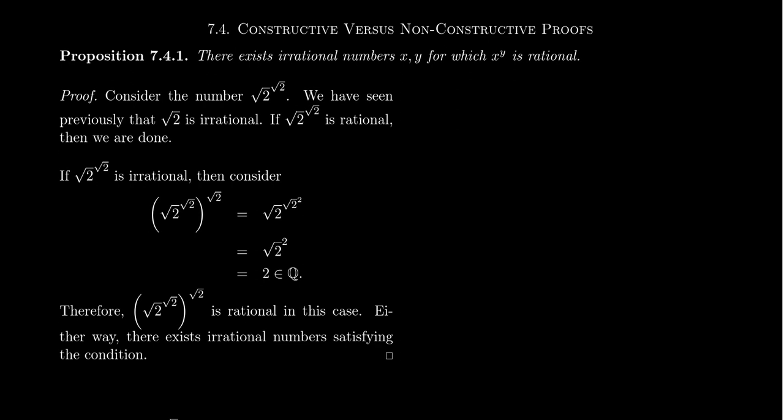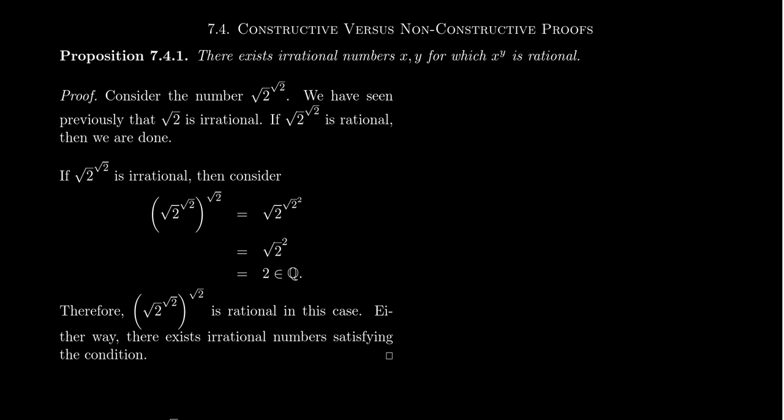Our theorem here is going to be: there exist irrational numbers, call them x and y, such that x to the y is a rational number. I'm going to first prove it non-constructively, and then I'm going to prove it constructively. Notice that this is an existential proof. There exist irrational numbers that have this property. Let's prove that they exist.